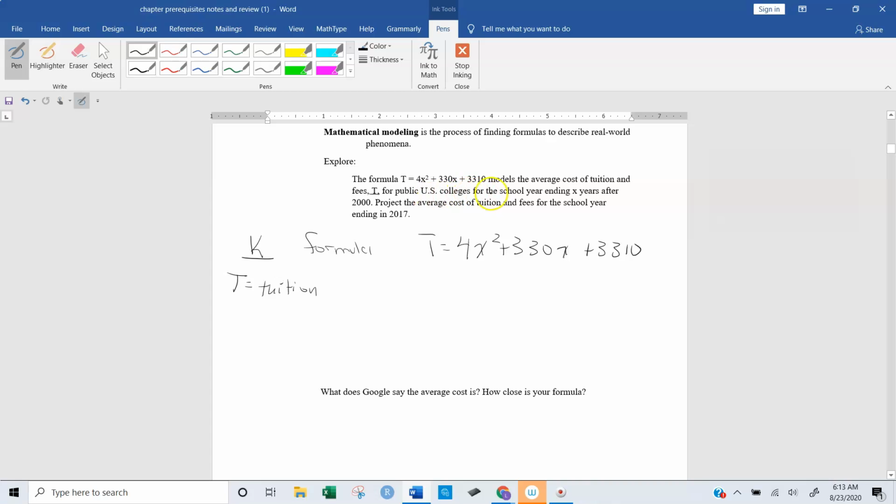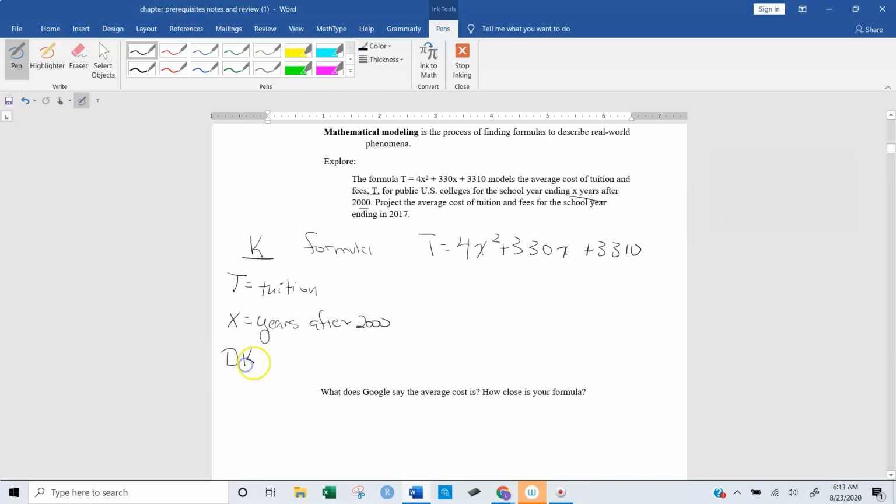All right, colleges for school, you're ending X years after 2000. Okay, so that's important. So I know X is years after 2000. All right. Okay, what I project the average cost of tuition and fees. So this is what I don't know.